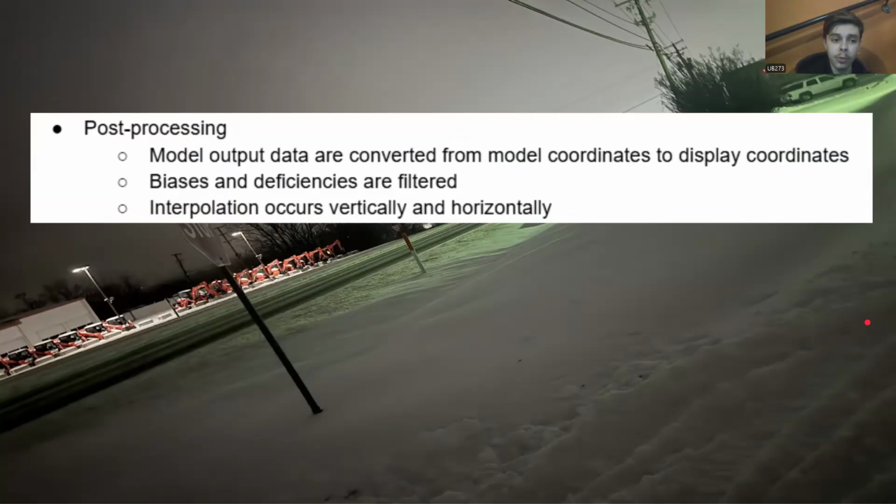Then there's post-processing, where the model output data is converted from model coordinates to display coordinates. We make sure that the biases and deficiencies are filtered out, and we interpolate vertically and horizontally. Now, with this, you might expect that there could be some inaccuracy, and that is true. We know that there is inaccuracy in our forecasts, but this is the best thing that we can do at this time.